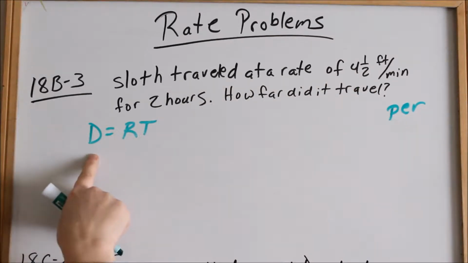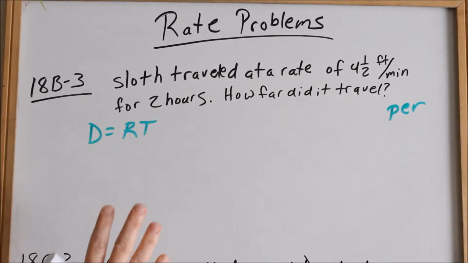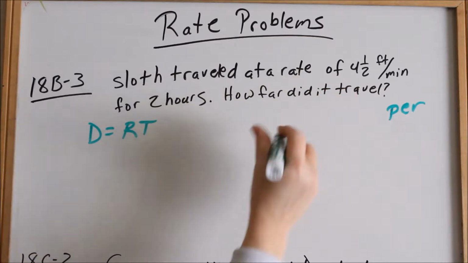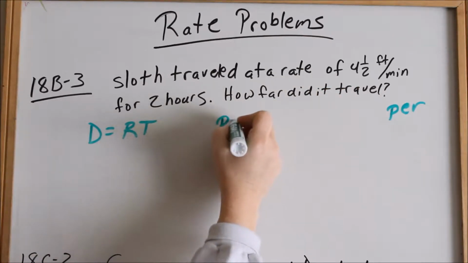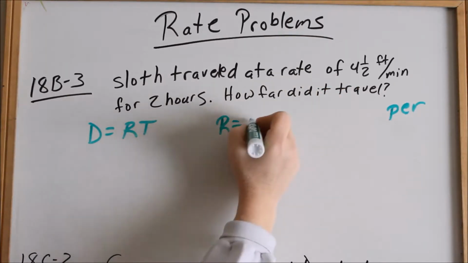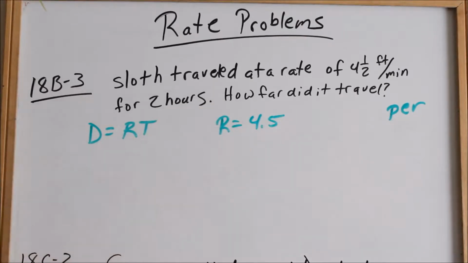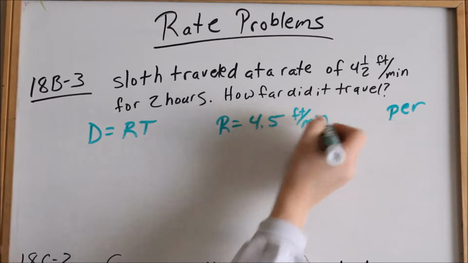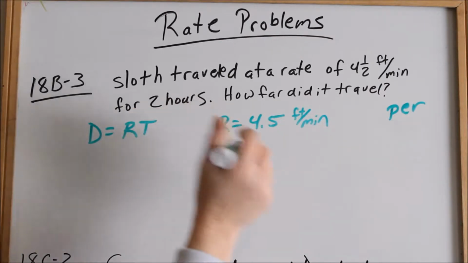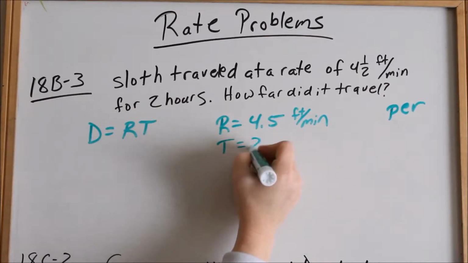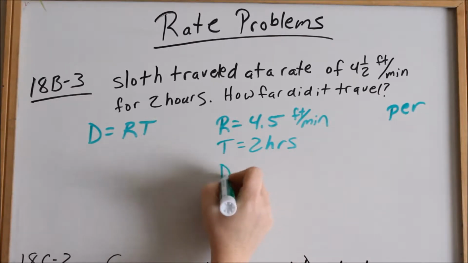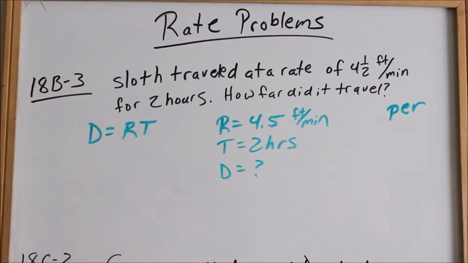Alright, the distance. On any word problem, you always want to look at what you're given and what you're being asked. A sloth traveled at a rate of 4.5 feet per minute. So we're given the rate, so we know that R is going to equal 4.5, I'm going to use decimals, feet per minute. We're also told that it traveled for 2 hours. So our time is 2 hours. And we're asking how far did it travel, so the D is what we're looking for.